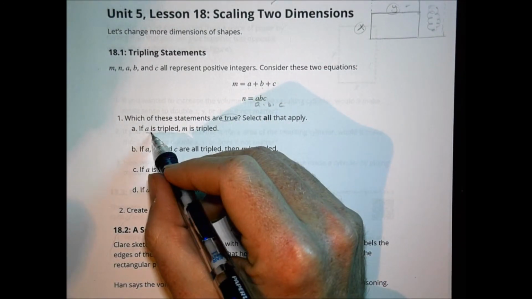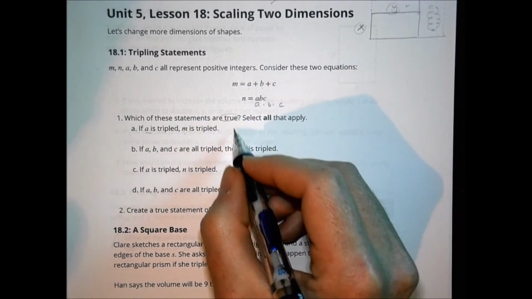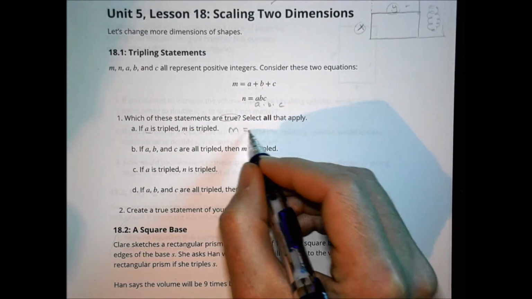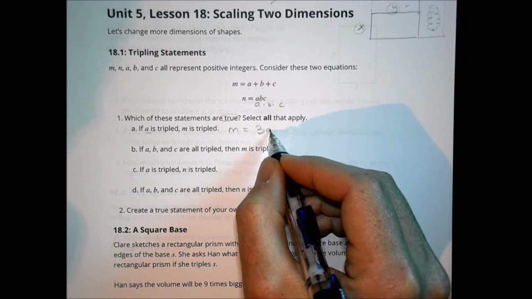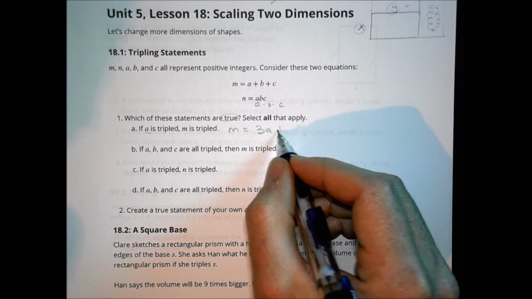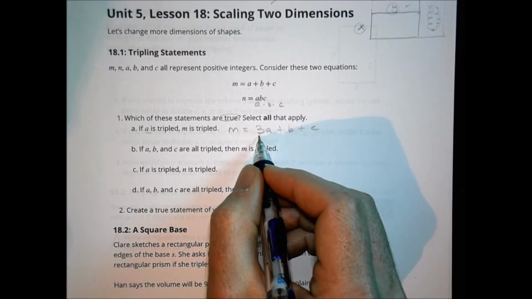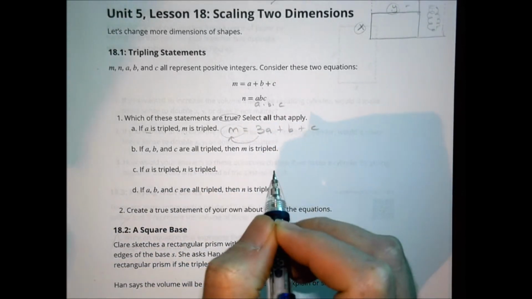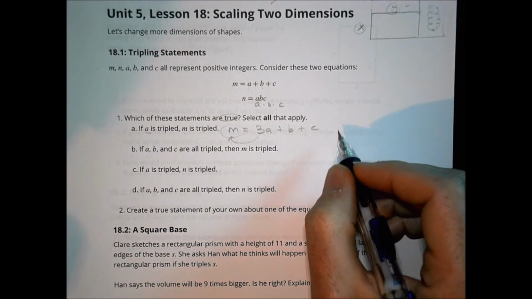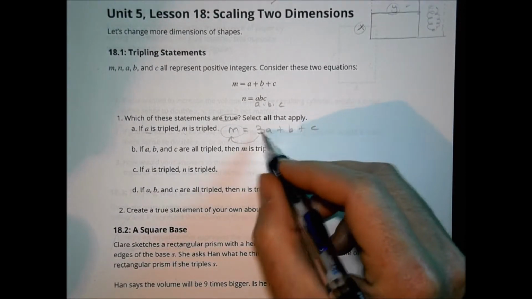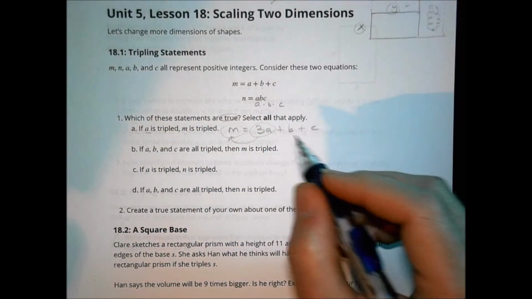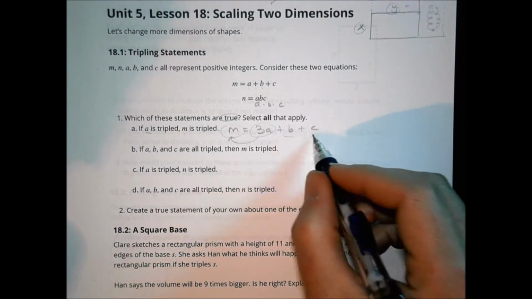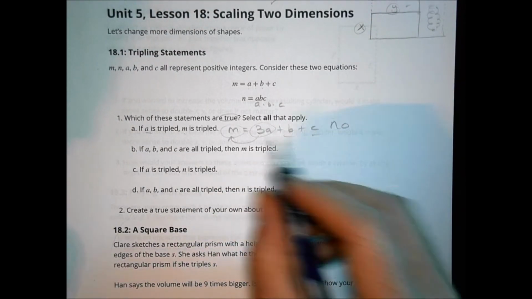Okay, if a is tripled, m is tripled. So let's see, that would look like this. M equals, if we triple a, you have 3 times a, plus b, plus c. Is that going to result in that being a tripled value by just multiplying that by 3? We'd probably say, no, that's not going to happen. That will increase, but not 3 times as much, because you still have b's and c's are the same.